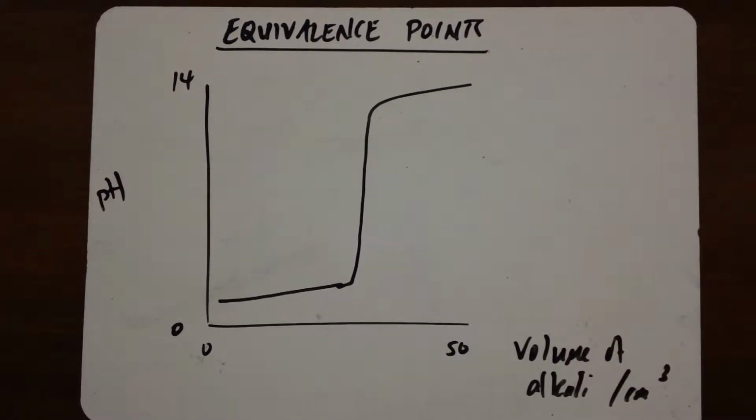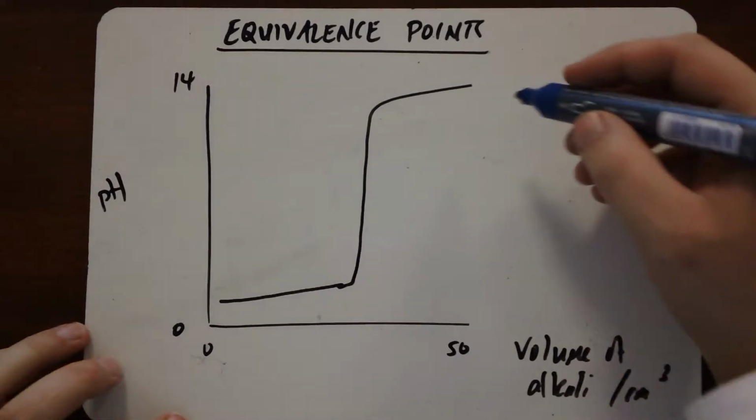Equivalence points. Up to date, you will only be aware of something called the end point. The end point is when an indicator changes colour during a chemical reaction, usually neutralisation. An equivalence point is slightly different.